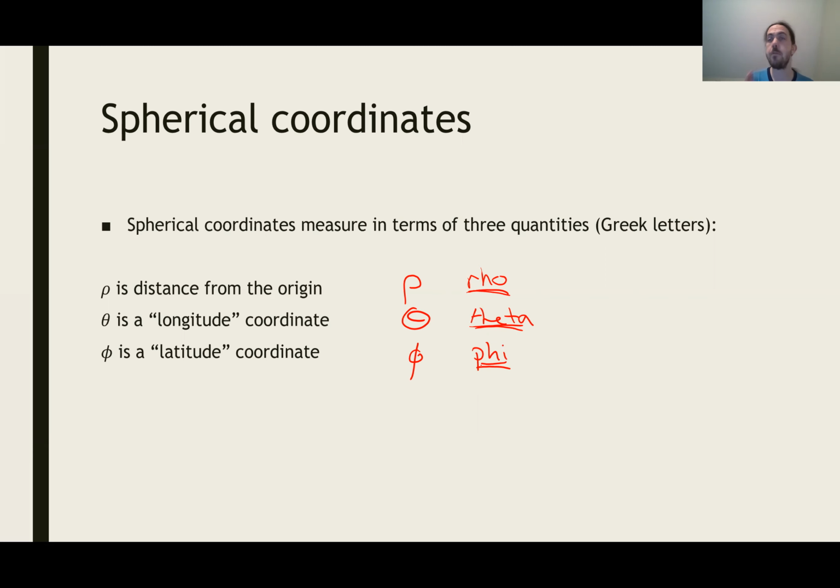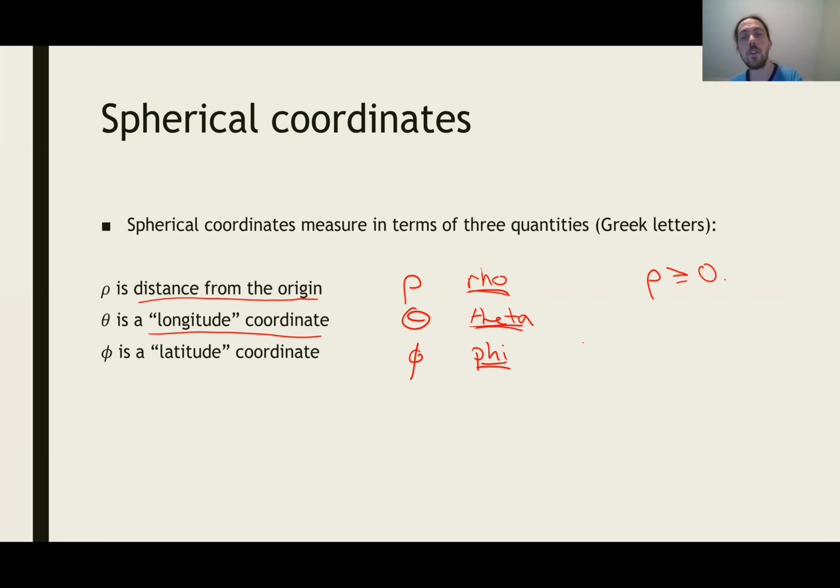And each of these measures a physical quantity. Rho, the first of these, is a measure of distance from the origin. So rho is always supposed to be non-negative. It tells us how far away inside three-dimensional space we are from the origin, 0, 0, 0.